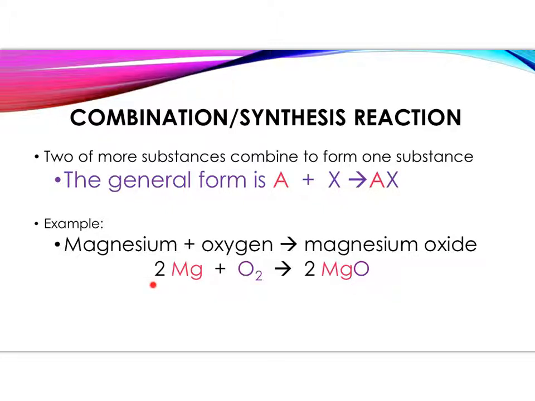Once you have that, you need to balance the chemical equation and make sure that if you have 2 magnesiums on the left, you're going to have 2 magnesiums on the right. And because you have 2 oxygens on the left, you also want to put the 2 in front of the MgO to have 2 oxygens there.